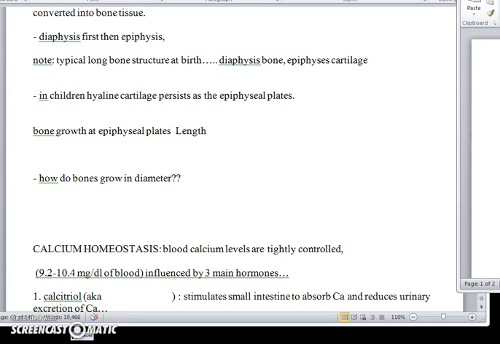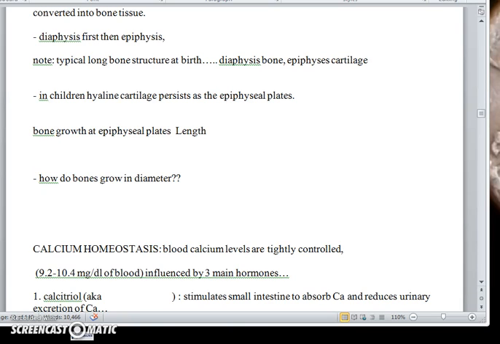Okay, so even though I mentioned in class, once those plates seal up, we're not getting any taller. But bones can still grow in diameter. So if you're 20, your plates are sealed up and you're not going to get any taller. But if you start working out, and your muscles put stress on the bones, they will still thicken in response to that stress. So here's how they do that.